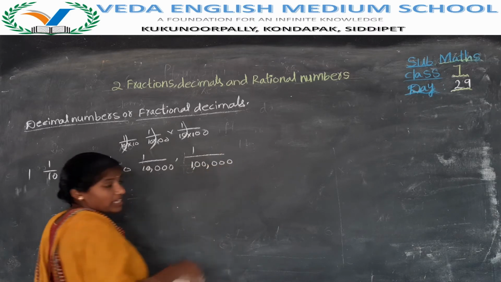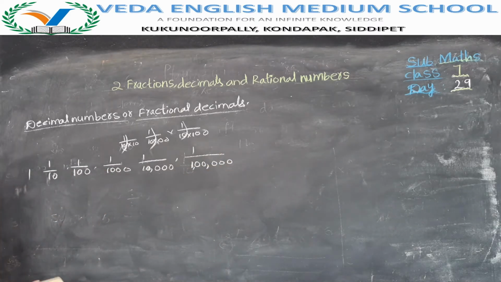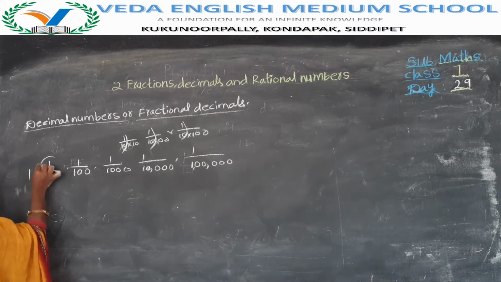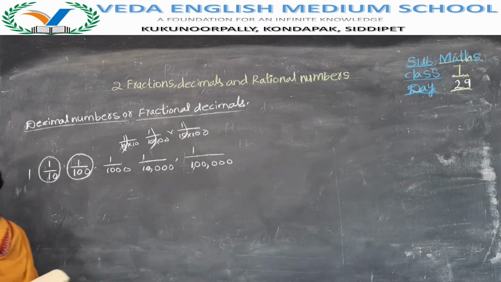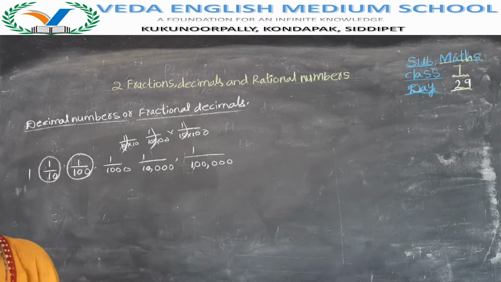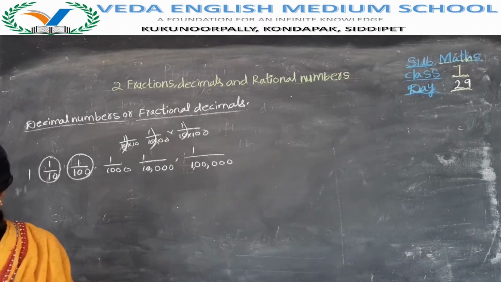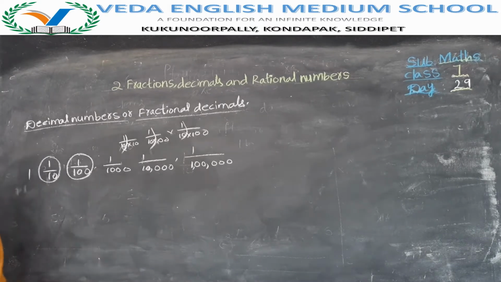Now place value divides by 10 each time. These are in the form of fractions. Now we will convert the fractions into decimals. How do we convert fractions into decimals?